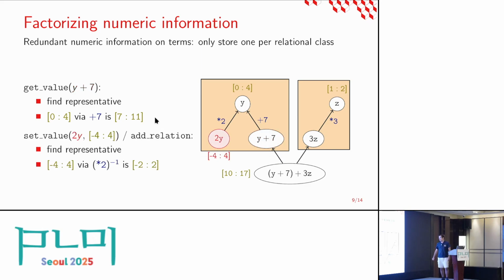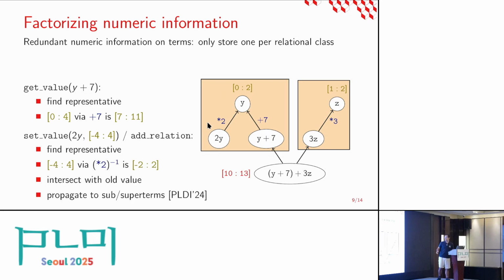Set value works very similarly. This time, suppose I learn that 2y is in the interval minus 4, 4. I find the representative, and I shift my interval. This time, there's the inverse of the relation, because I'm taking the edge in the opposite direction. And then I can intersect it with the previous representative's value. And then, of course, I can propagate to subterms and superterms.